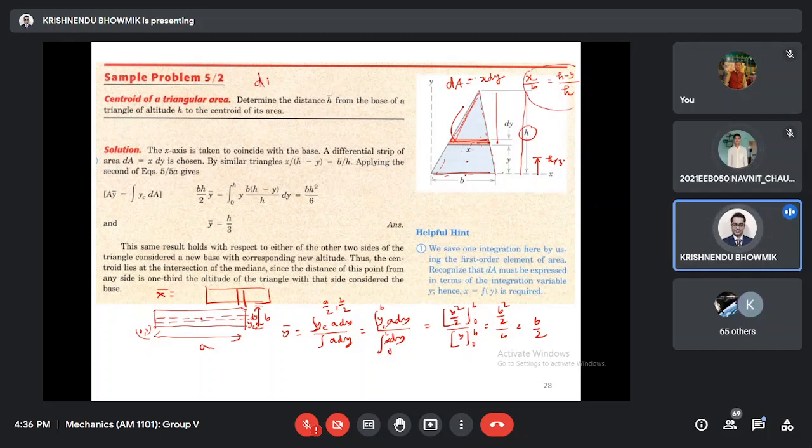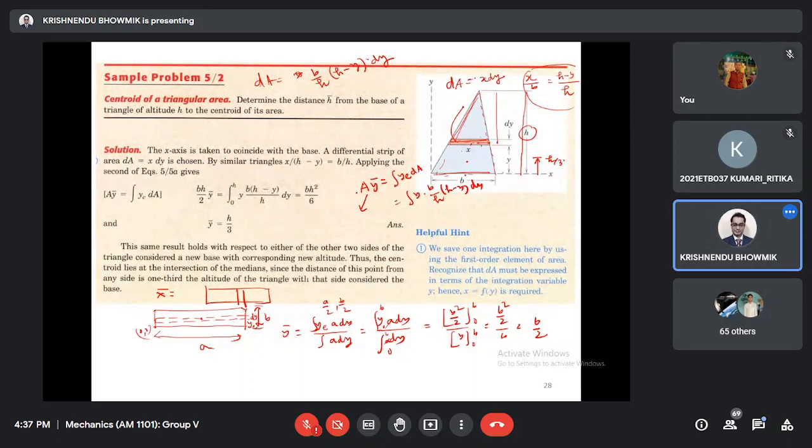In that case, this dA is x. We replace this x by b by h times (h minus y) dy. This is the dA. So our expression is A y bar equals integral of ye dA. What is ye here? What is ye for this strip? Y. Exactly. So y times b by h times (h minus y) dy.